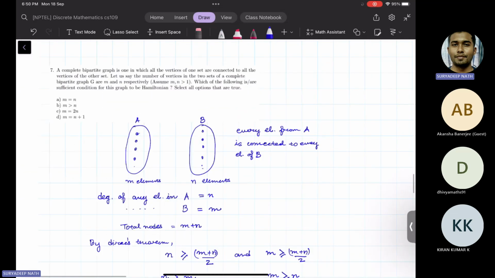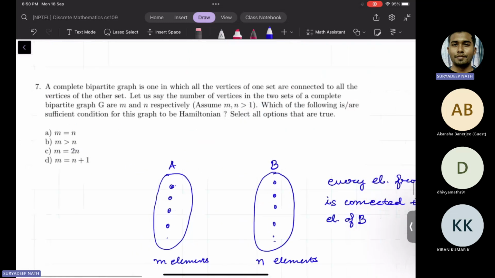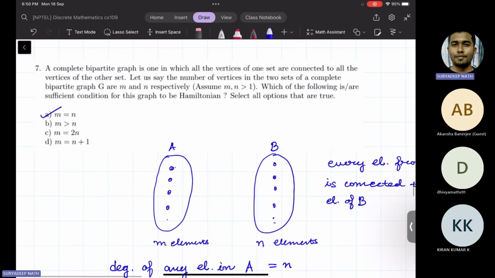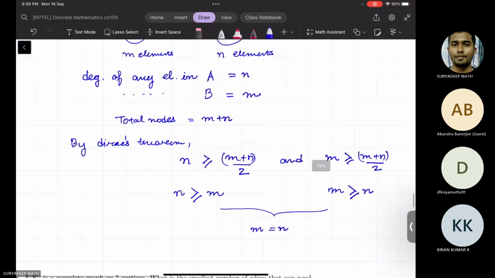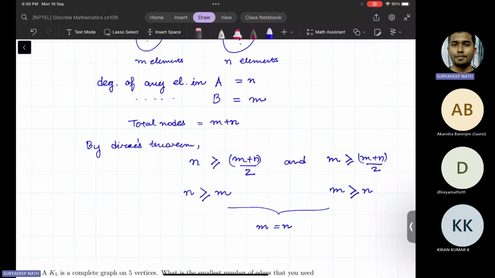So the right answer for this question is option A, m equal to n. I hope that is clear to everyone. It's just simple algebra and using Dirac's theorem in between. So you get m equal to n.